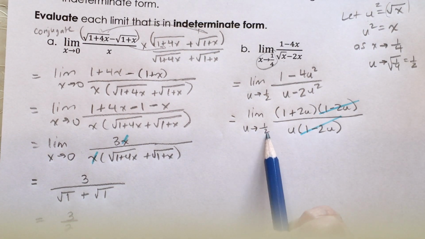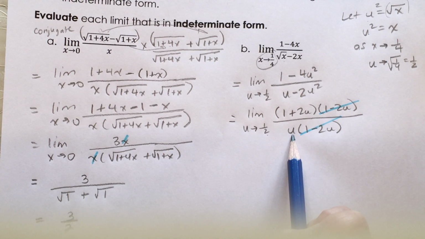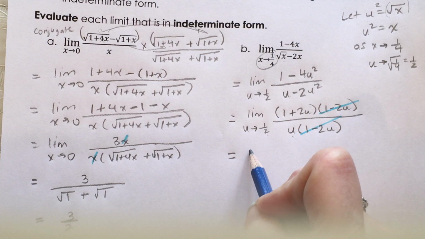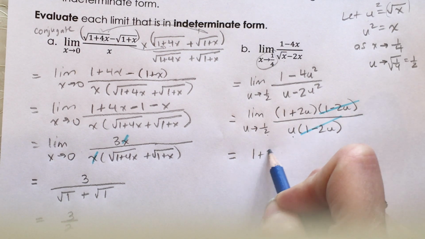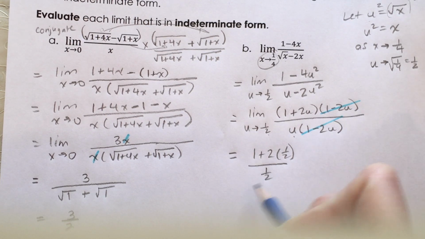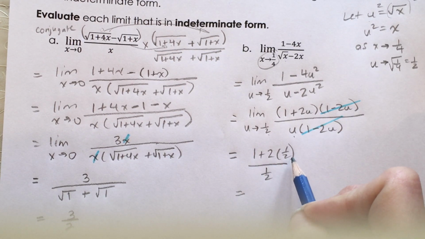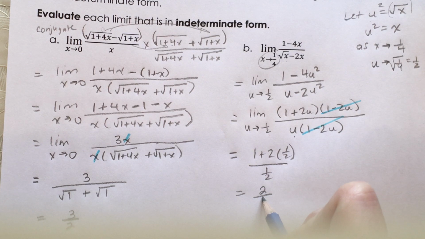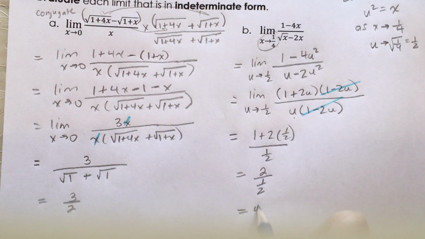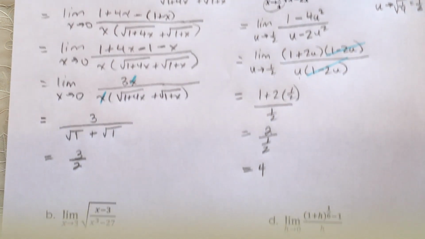So now, is it okay to let u approach a half? The denominator would approach a half then, which is fine. So we're going to have, if we let u approach a half, 1 plus 2 times a half over a half, which is 1 plus 1, so 2 divided by a half, which is 4. So we did that one by change of variable.